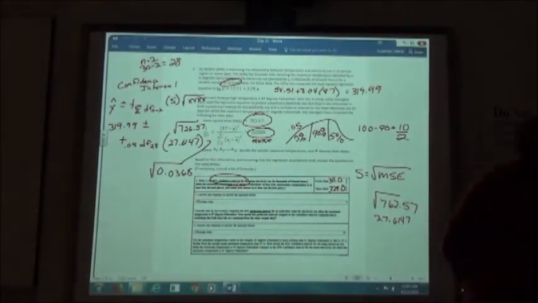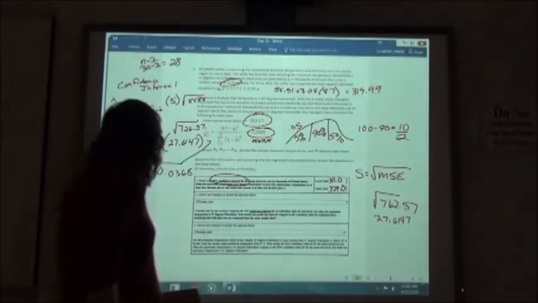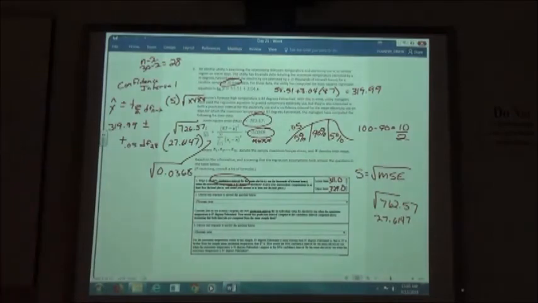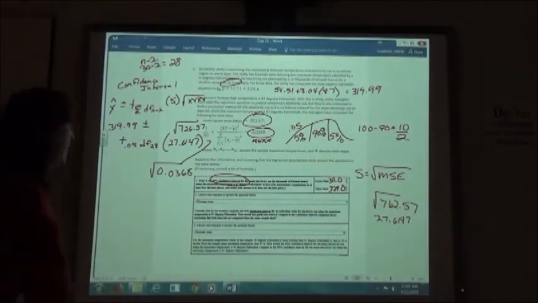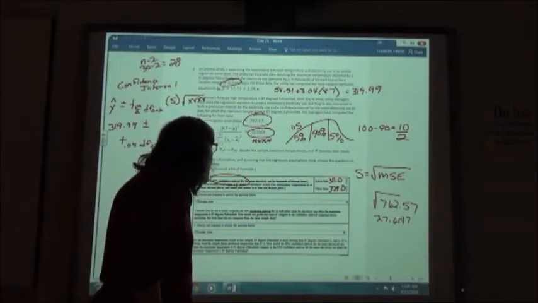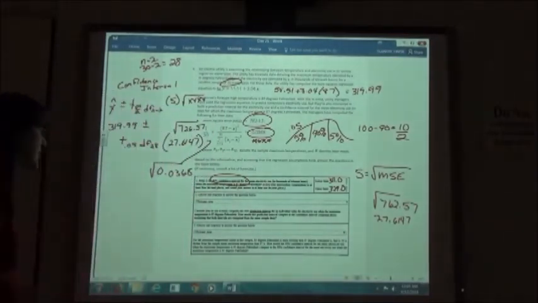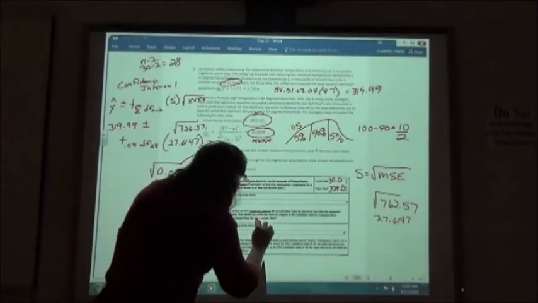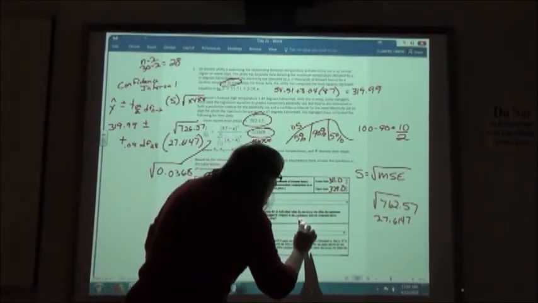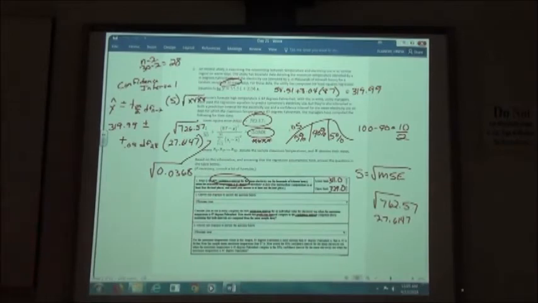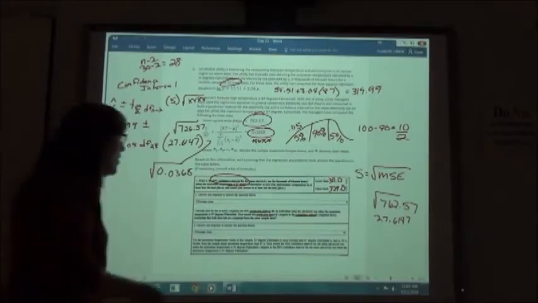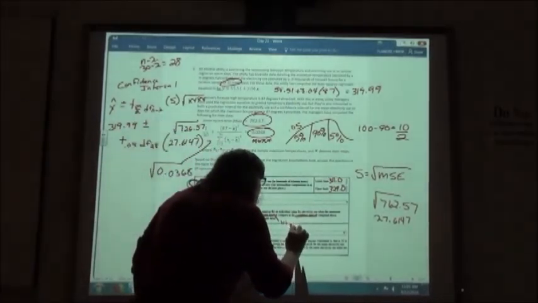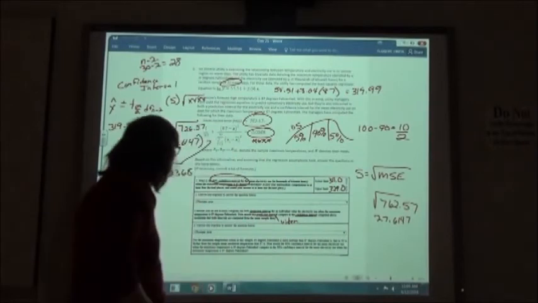Now the rest of the part is kind of just answering our questions below. It says, consider but do not actually compute the 90% prediction interval for the individual value for electricity when the maximum temperature is 87. How would the prediction interval compare to the confidence interval? Remember that the prediction interval is always wider and the confidence interval is always narrower. So the prediction interval will be wider.